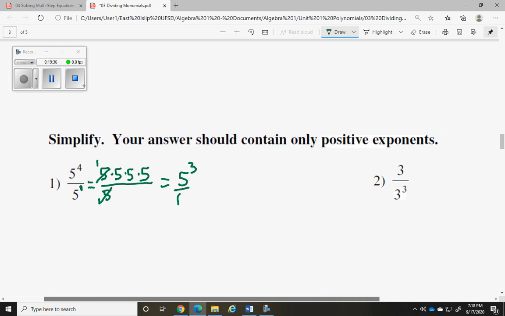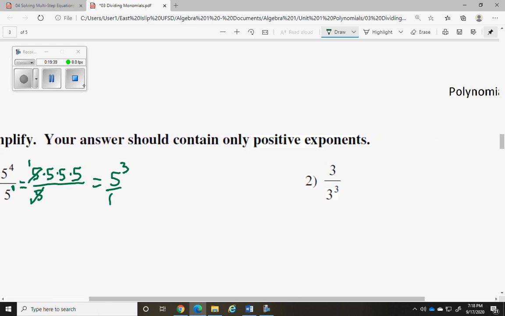Right? But on number 2, do you see that there's more factors of 3 in the denominator? This answer is going to turn out to be 1 over 3 squared. And if you can't see it as quickly as I can, please expand it. The numerator has 3. The denominator has 3 times 3 times 3. So there's a common factor of 3 in top and bottom, and I'm definitely left with 1 in the numerator times 1 times 3 times 3, which is just a 3 squared in the denominator.